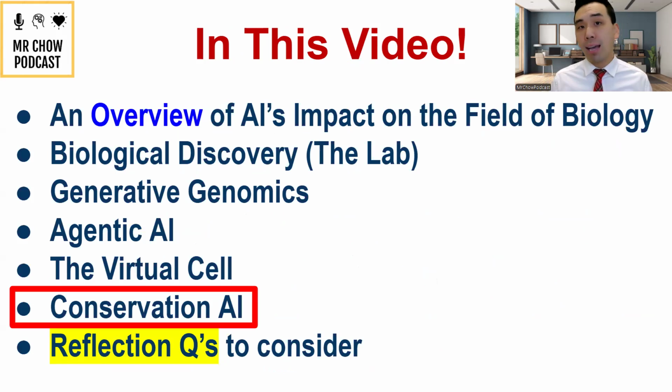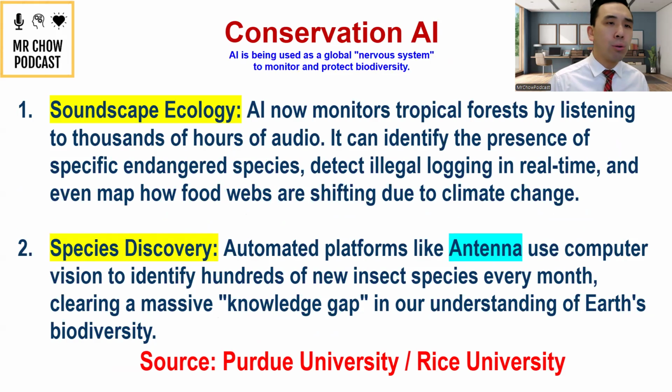This one was highly interesting to me, conservation AI. So this idea of soundscape ecology: AI now monitors tropical forests by listening to thousands of hours of audio quickly. It can then identify the presence of endangered species, detect illegal logging in real time, and even map out how food webs are shifting due to climate change. I thought that was very interesting.